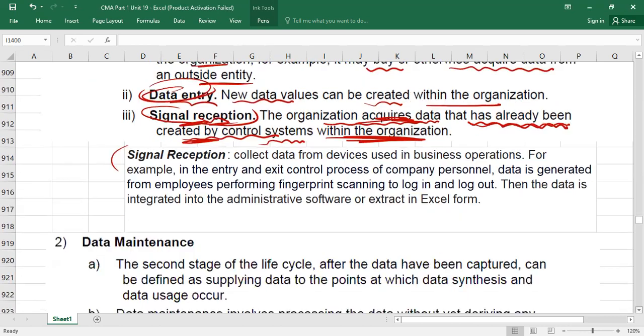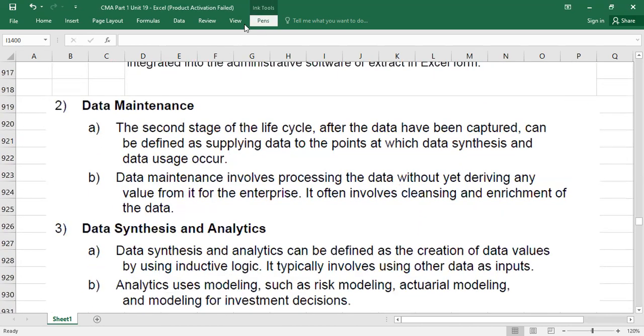Understood? Now we have the second stage of data. Once data is captured, we have data maintenance. Guys, please remember, data maintenance doesn't mean you are going to apply some lubricants to the data. No. Data maintenance, this is the definition: you are going to supply the data to the point at which data synthesis or data usage occurs. Like supplying data where data analysis is going to be performed, or where data is going to be used. So that is called data maintenance.